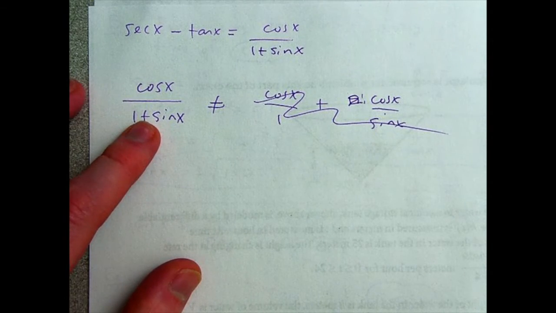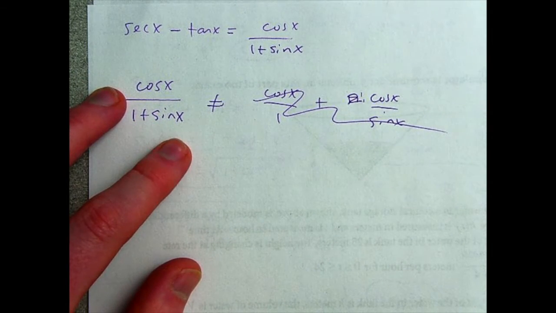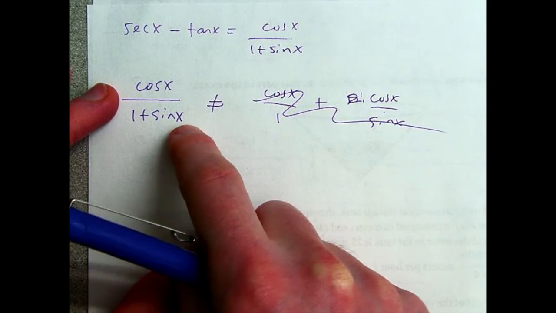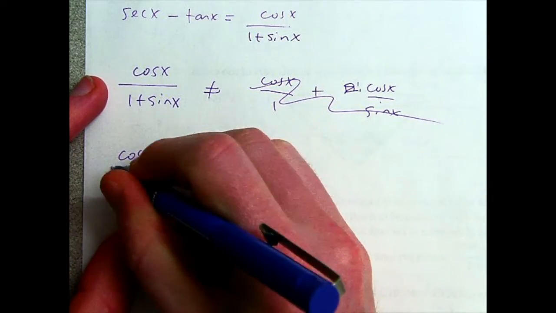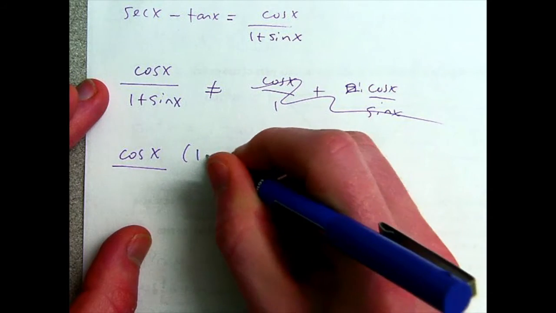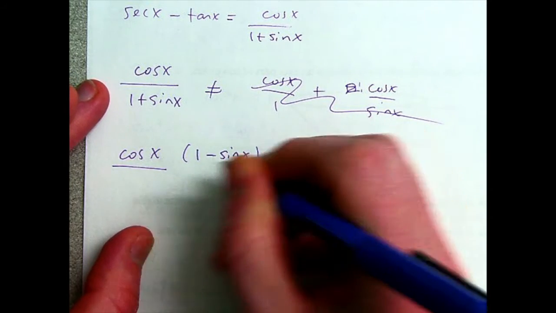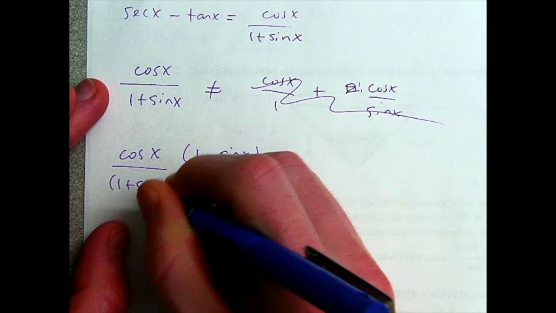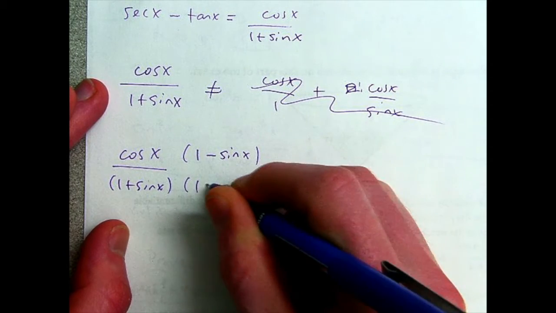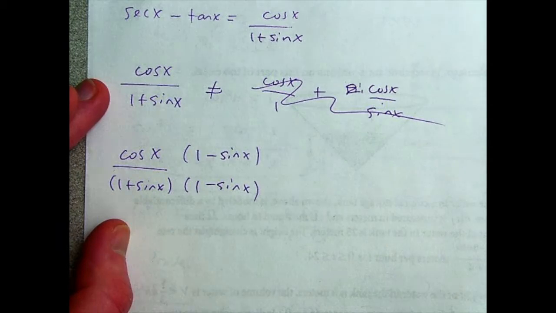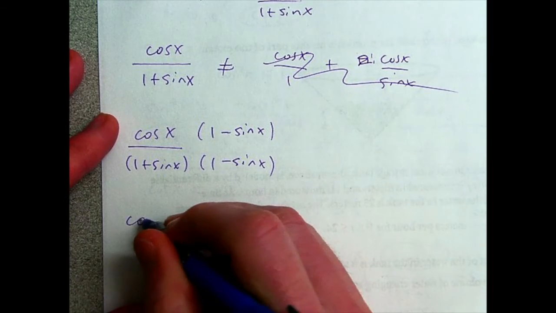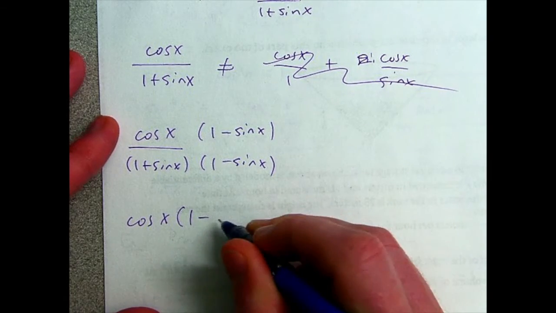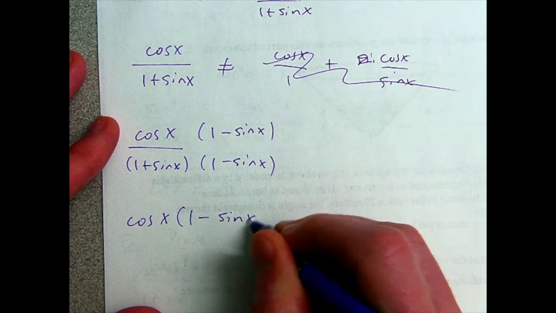When you see this kind of expression, 1 plus sine x, not 1 plus sine squared x, but just plain old 1 plus sine x, sometimes there's a little trick that works. If you multiply top and bottom by 1 minus sine x, I guess you might call that the conjugate or something, something interesting happens. In the numerator, I won't really distribute the cosine x. There's not really much of a reason to.